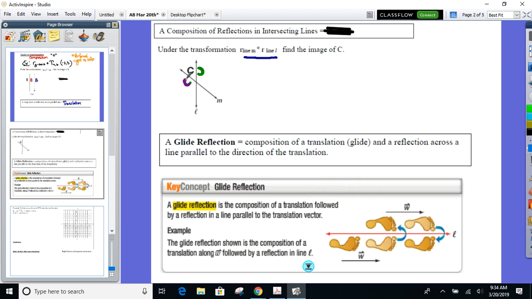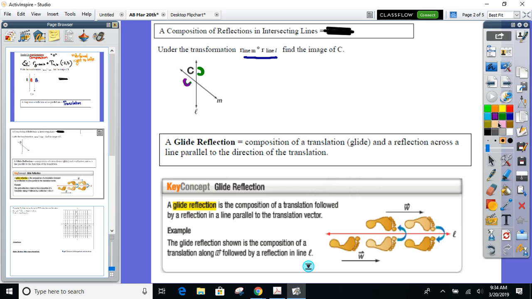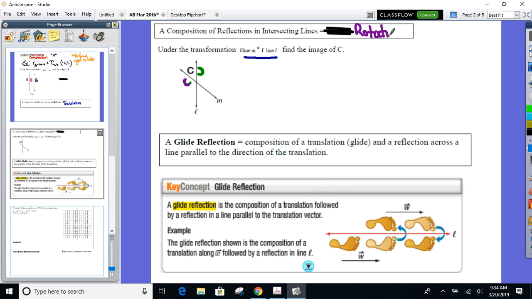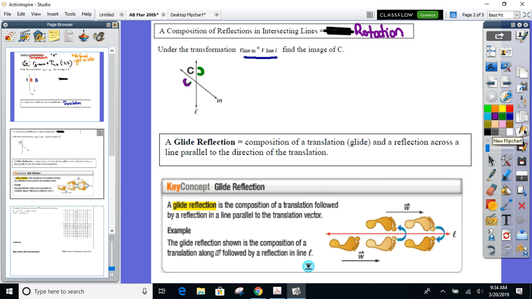All right, so when you reflected over two parallel lines, it was the same as a translation. But now when the lines intersect, how could I have gone from my original C here to my ending C? Not a slide anymore, a rotation. So when you reflect over two intersecting lines, that's the same as doing a rotation. Two parallel lines, same as a translation. If they intersect, that's same as doing a rotation.